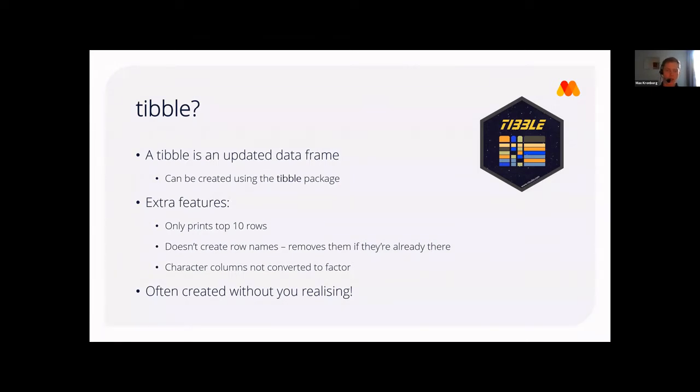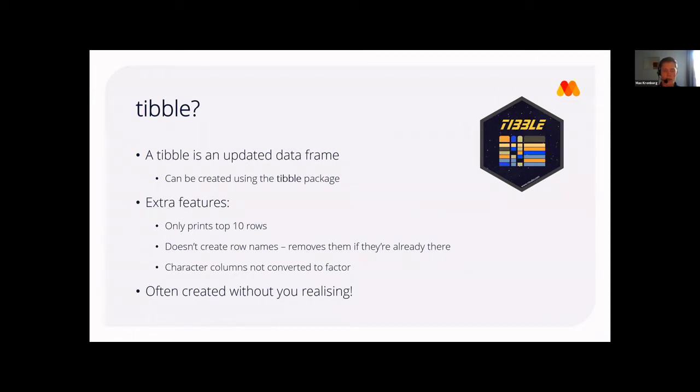These extra features are, when you print it, like I've been doing, you only get the top 10 rows instead of everything, probably because you don't always need to print everything, especially if you have a lot of data. It doesn't let you have row names. And if you have a data set that already has row names and you convert it to a tibble, which I'll show you how to do, it actually just removes them.